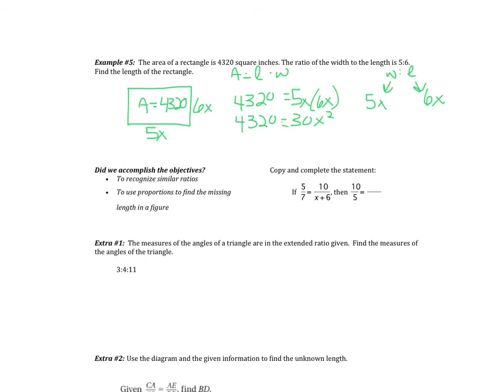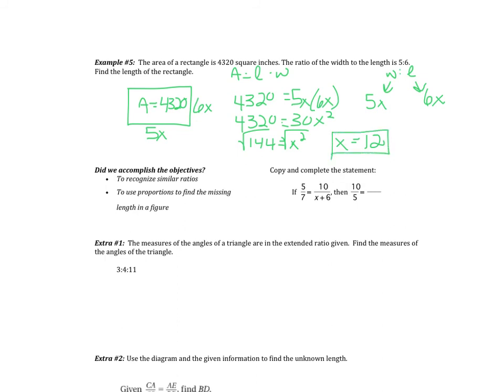Our goal is to get x squared by itself, or x by itself, so we're going to divide both sides by 30. You get 144 equals x squared, and then the way you unsquare something is you square root it. So you square root both sides. X is equal to plus or minus 12, but I don't want a negative side length, so it's 12. This is not my answer.